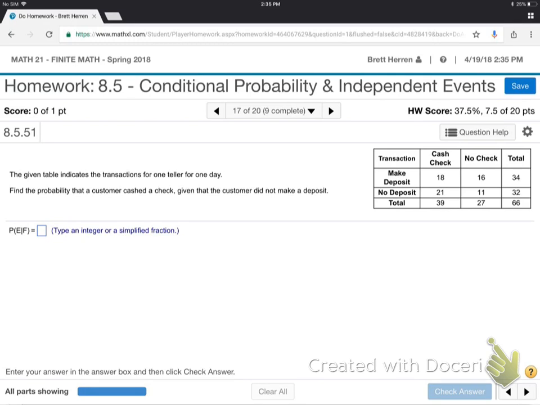Okay. Finally, probably the customer cashed a check, given the customer did not make a deposit. Let you try that. Remember the given. See the little given there? Given, that's the line. That's like the fraction, right? And this is the denominator. Remember, that's my new technique to help you remember: the right side of the given is like the denominator. It's like a sideways fraction, right?